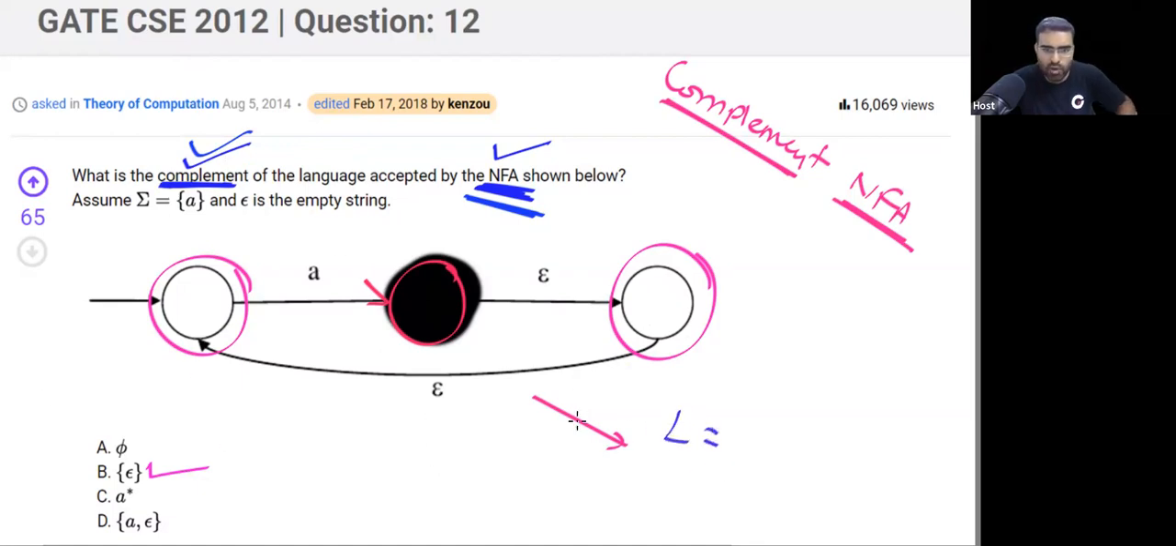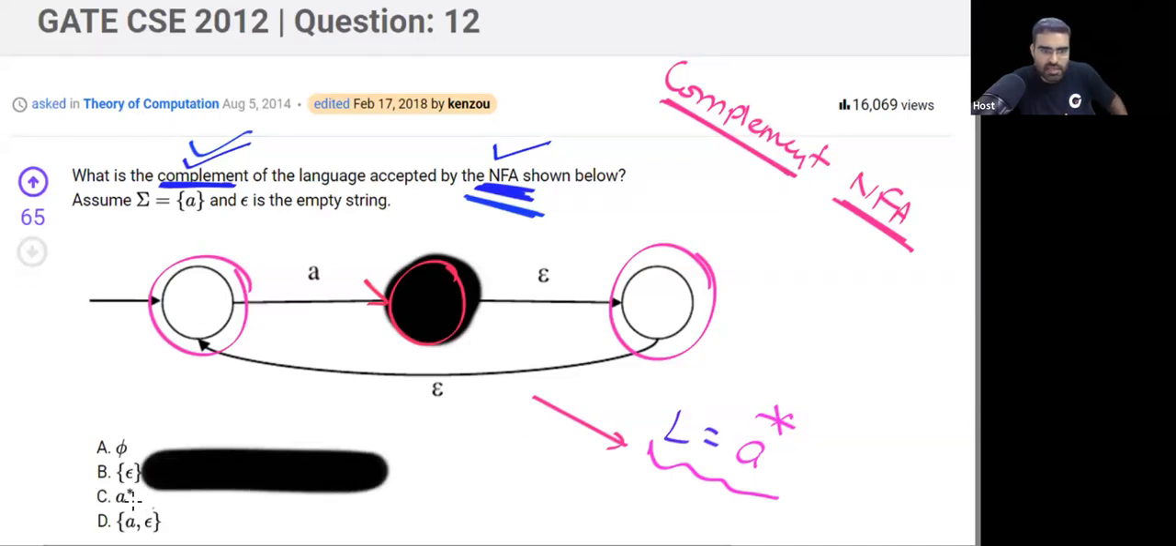Now can anyone tell me what the language is? If you notice, the language is A star now. So you can notice the new language is A star. So they will say the answer is A star. So please tell me, did you understand the thinking of the majority of students?